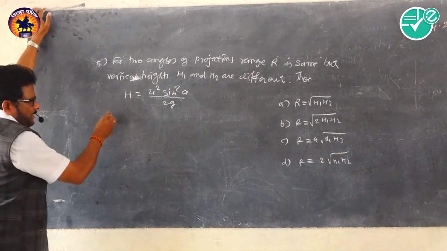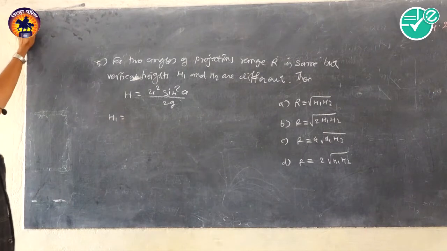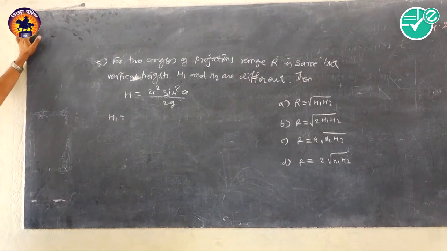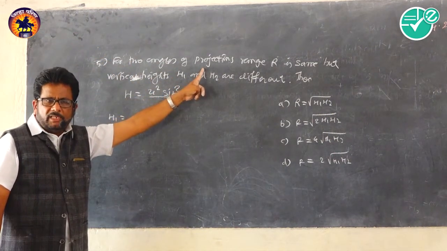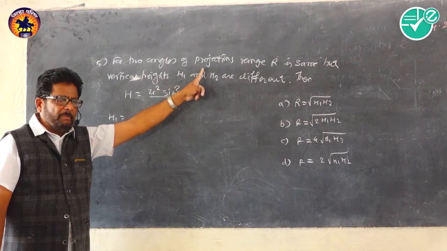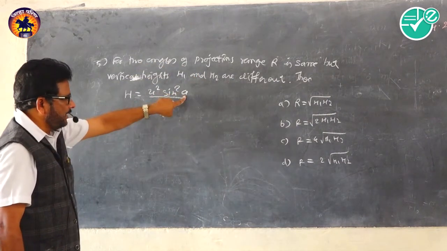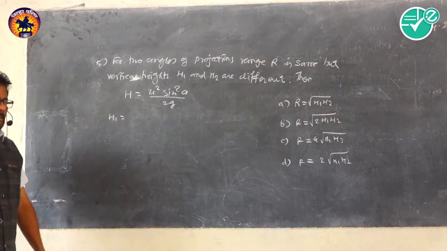Therefore, for the first particle, H1 equal to... Here the range is same. That means the two angles are complementary. And therefore, for the first particle, the angle is theta, and for the second particle, the angle is 90 minus theta.